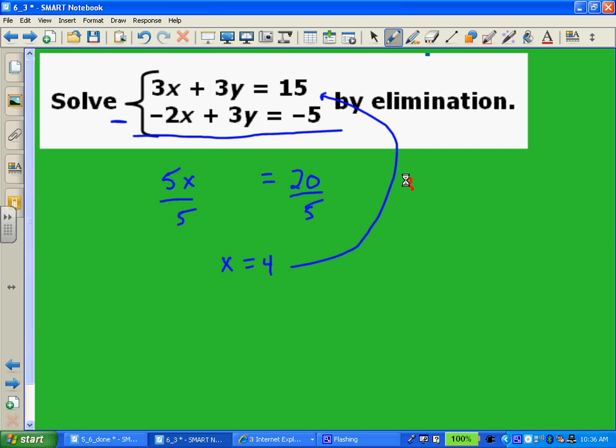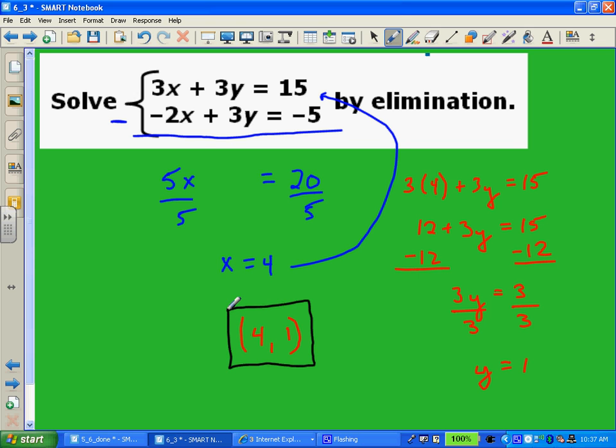Once again, plug it back into one of my original equations. So 3 times 4 plus 3y equals 15. So that's 12 plus 3y equals 15. Subtract 12. 3y equals 3. Divide by 3. Y is 1. So I come up with the ordered pair 4, 1, and then again I'd want to check it to make sure that it works, and I'm pretty sure that it does.